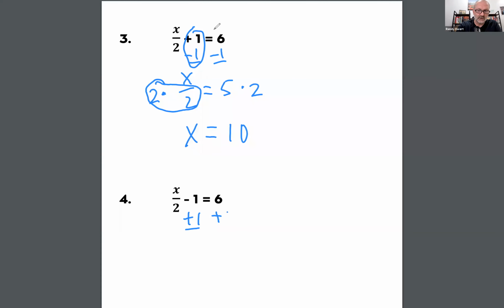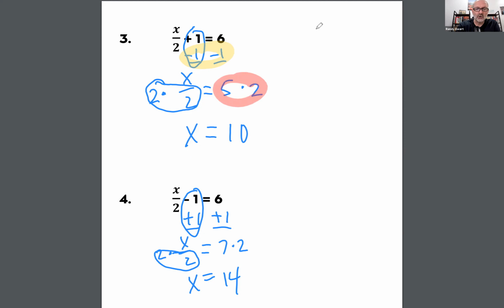Same thing here for number 4. I'm going to get rid of the addition subtraction stuff first. 1 minus 1 is 0. X over 2 plus 0 is x over 2. And now that's a divide by 2. So I'm going to multiply by 2. 2 divided by 2 is 1. 1 times x is x. And we are done. There you go. That is solving 2-step equations. You have 1 step, and then you have another step because there are 2 numbers to get rid of.